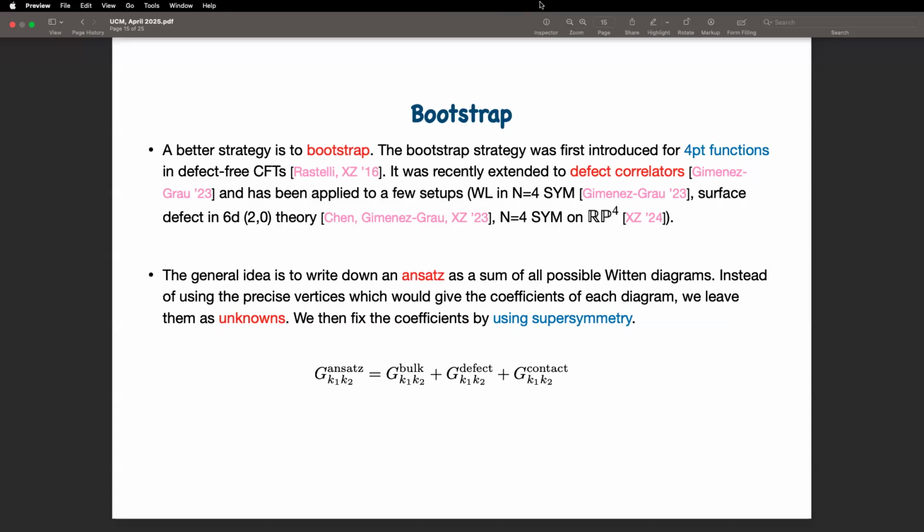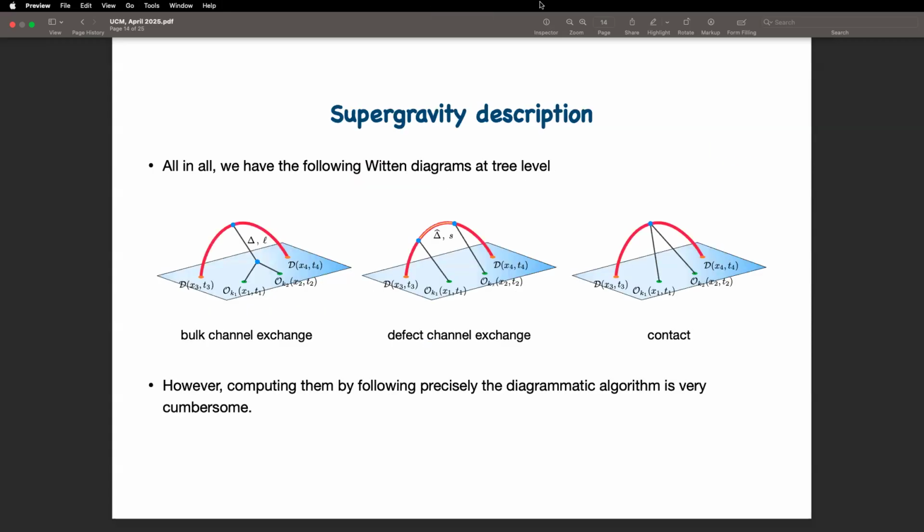Basically, we first want to make an ansatz of the tree-level 2-point function as the sum of all the possible Witten diagrams. The number of Witten diagrams is always finite if you fix k1 and k2. Instead of using the precise vertices to fix the contribution of each diagram, we are going to leave them as unknowns. Then we are going to use superconformal symmetry to fix these unknowns. And this will fix the correlator for you. The ansatz we are going to make for the 2-point function follows from this picture here.